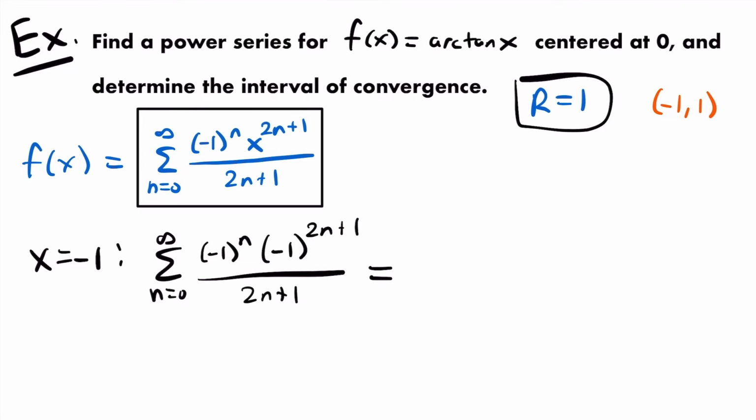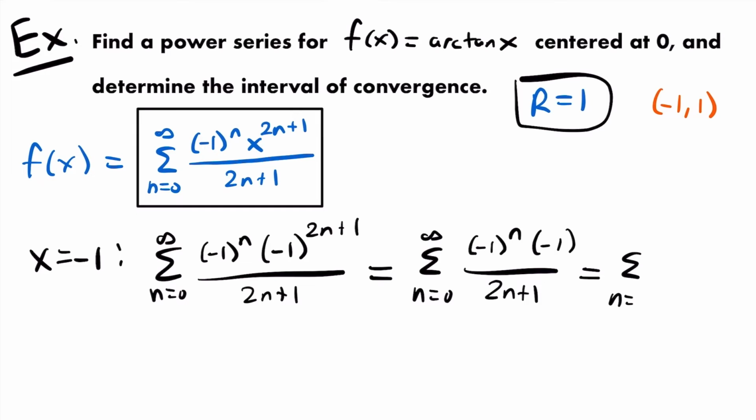And so this is just equal to the sum from n equals 0 to infinity of negative 1 to the power of n times negative 1 divided by 2n plus 1. But now we have negative 1 to the power of n times negative 1 to the first power, and so we have like bases, and we can add those exponents. So this will be equal to the sum from n equals 0 to infinity of negative 1 to the power of n plus 1 divided by 2n plus 1. Now we have simplified our series when x equals negative 1 for this power series.